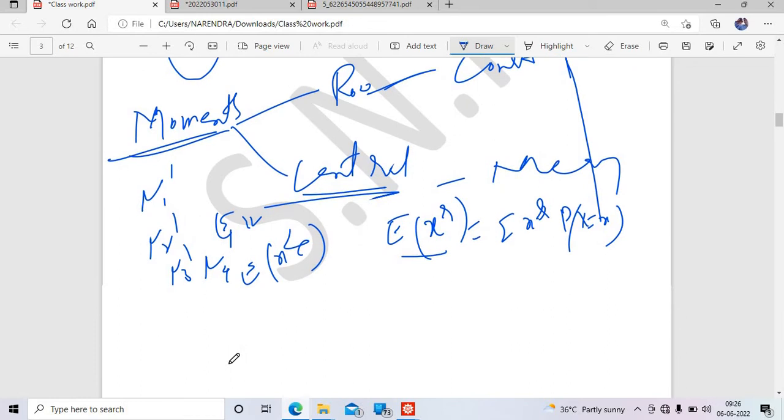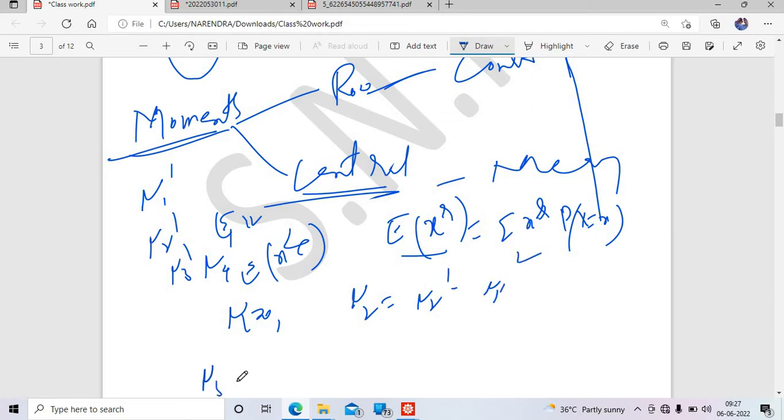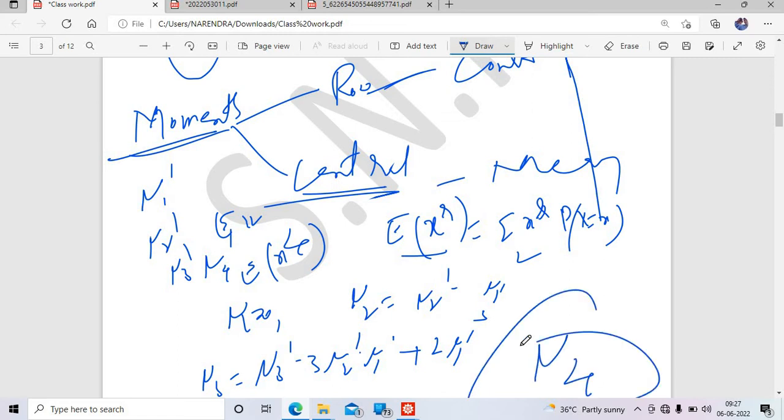Sometimes they ask these formulas directly also. So mu1 is 0 always, mu2 is mu2 dash minus mu1 dash square. Again mu3 is equal to mu3 dash minus 3 into mu2 dash into mu1 dash plus 2 into mu1 dash whole cube. Similarly for mu4 also, you can refer to the book or Google it. So these are about moments.